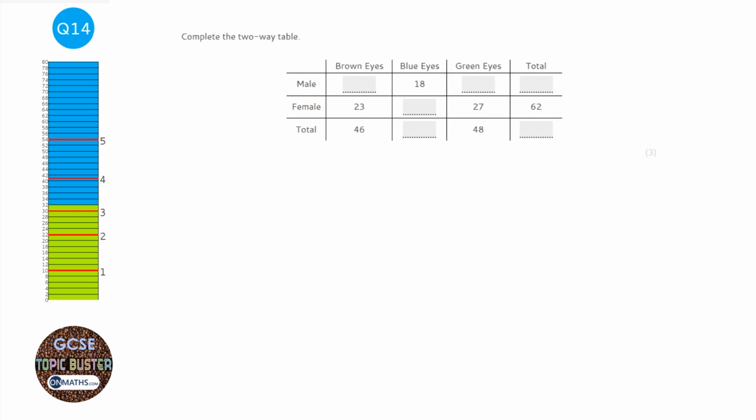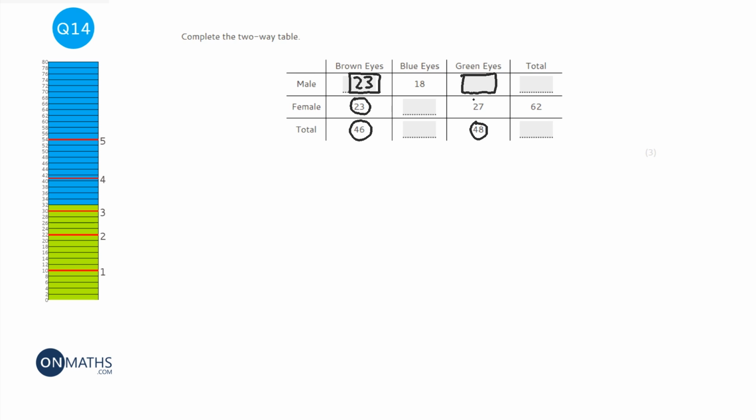With two-way tables, we've got to use the totals to work out the missing numbers. So a nice place to start is this box here. If we have a look, we've got a total of 46 people with brown eyes. 23 of them are female. So all you need to do is 46 and take away the 23, and that leaves 23 left over. Now let's have a look at a nice easy one. Right, green eyes, that's a nice easy one there. We've got 48 in total, and 27 females with green eyes. So we want to do 48, take away 27, and that leaves us with 21.